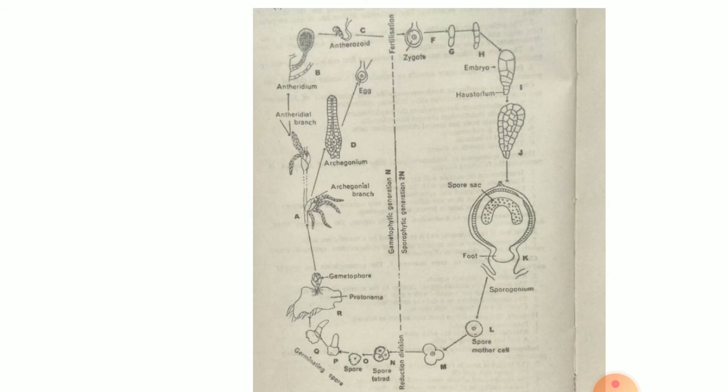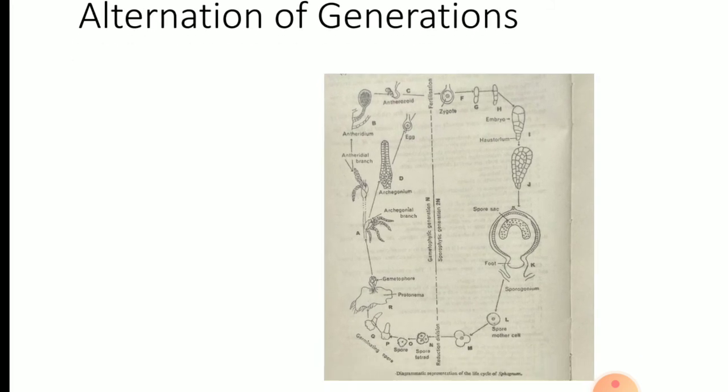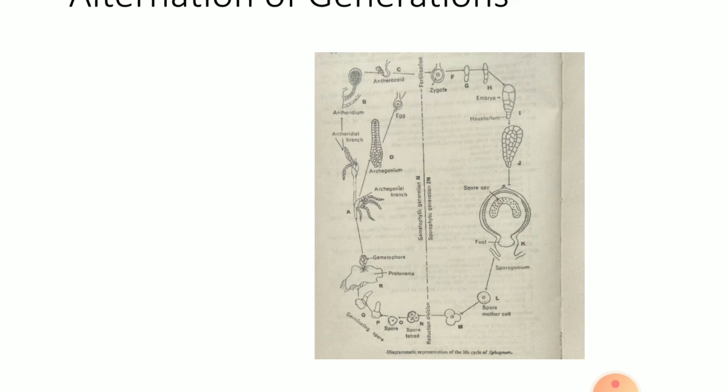the spore sac, which on undergoing meiotic division gives rise to the spores. Archesporial tissue gives rise to the spore mother cells, and the spore mother cells, undergoing reduction division, finally give rise to the spores and bring an end to the sporophytic generation. So this is the diagrammatic representation of the life cycle of the genus Sphagnum. With this, we finish with the order Sphagnales. Thank you.